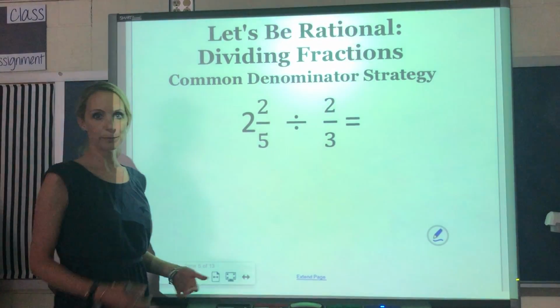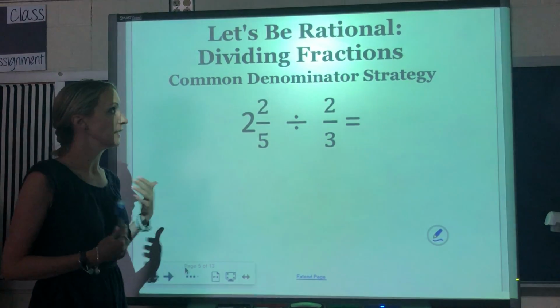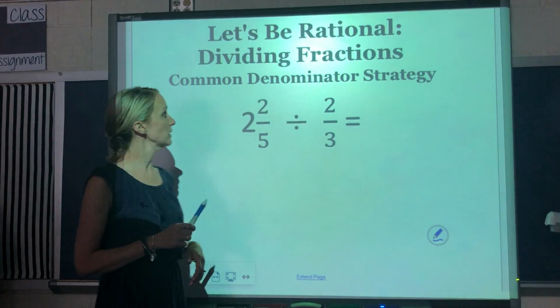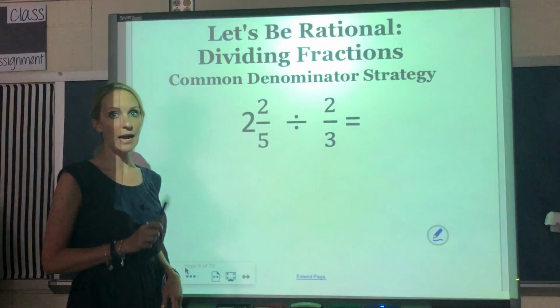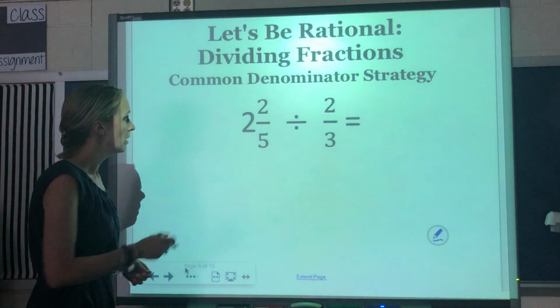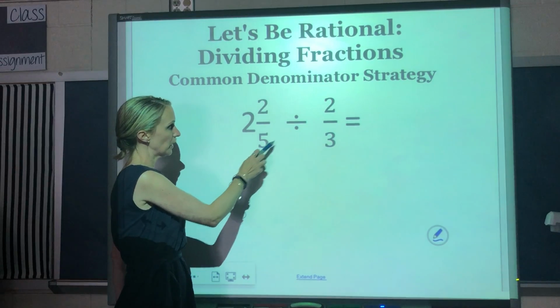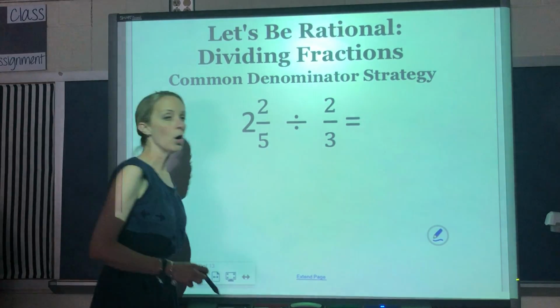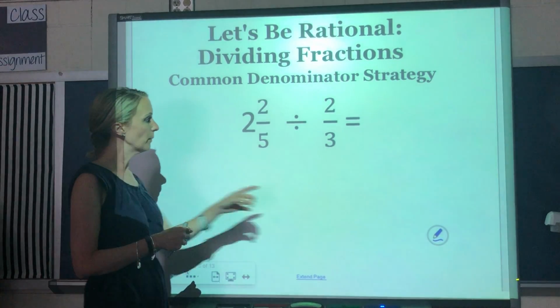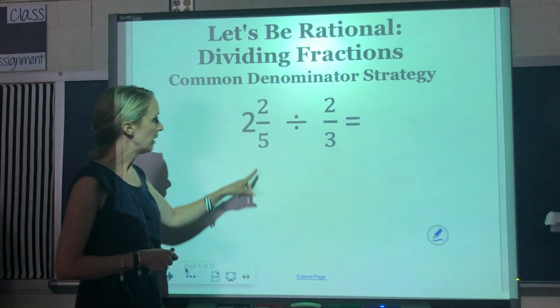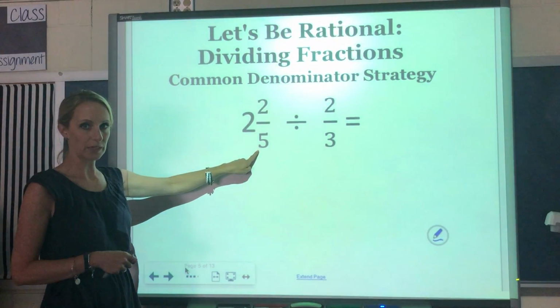This problem is from our Let's Be Rational unit, and we're going to be looking at dividing fractions, focusing on the finding common denominator strategy. So if we have 2 2/5 divided by 2/3, we're really trying to figure out how many groups of 2/3 fit inside our 2 2/5.